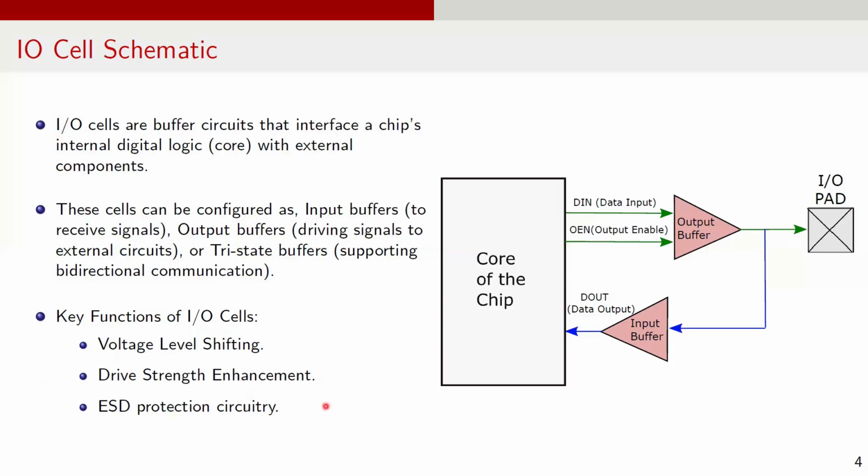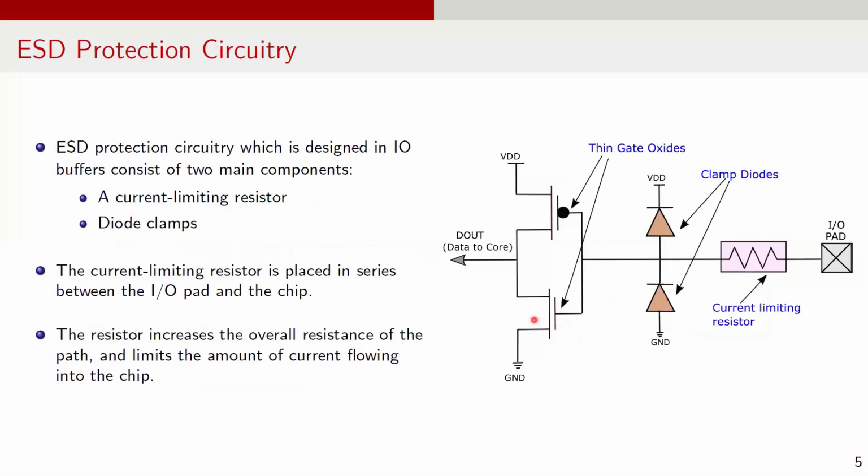In the I/O cells, the input buffer path incorporates the protection circuitry to safeguard the core from ESD events. The function of the protection circuitry provided in I/O cells is primarily to divert high current away from sensitive internal components and clamp excessive voltages during an ESD event. Now let's look at the ESD protection circuitry.